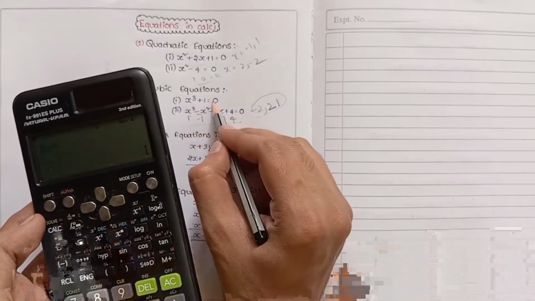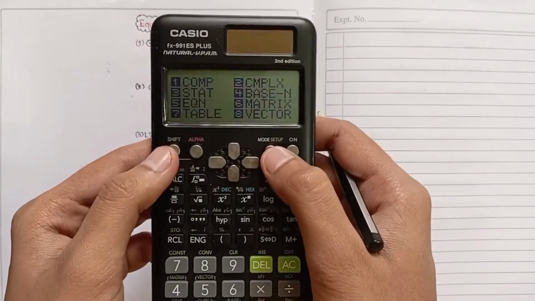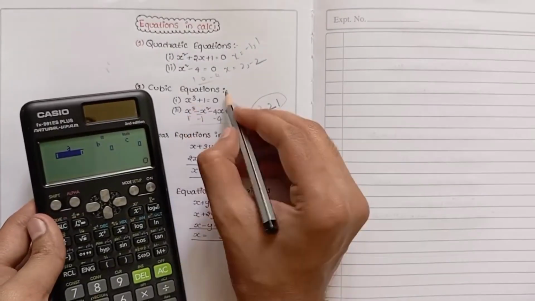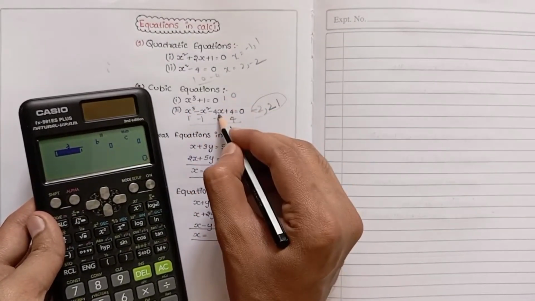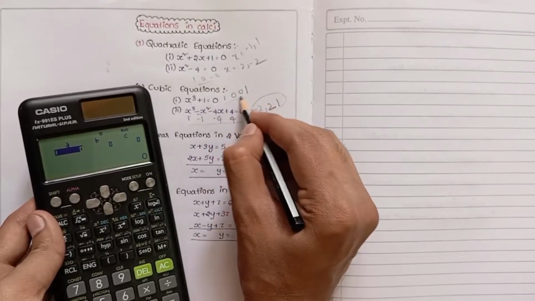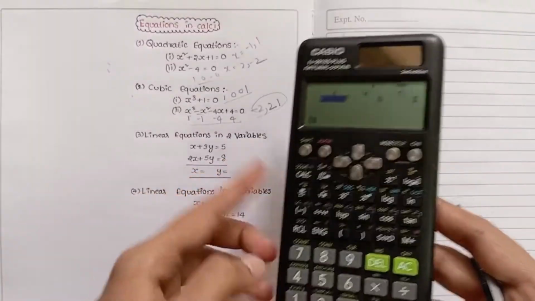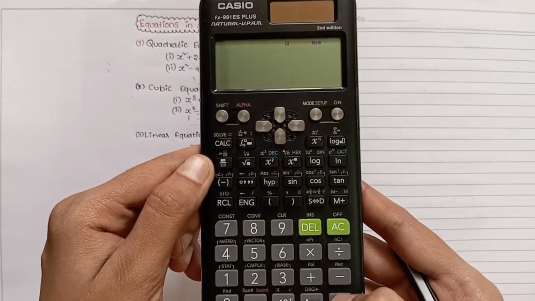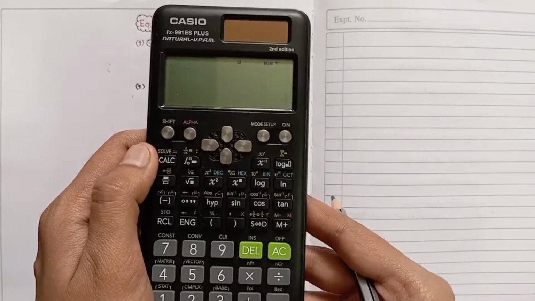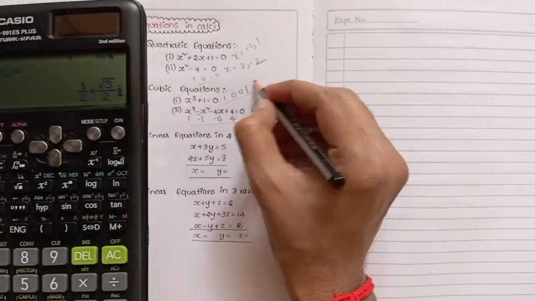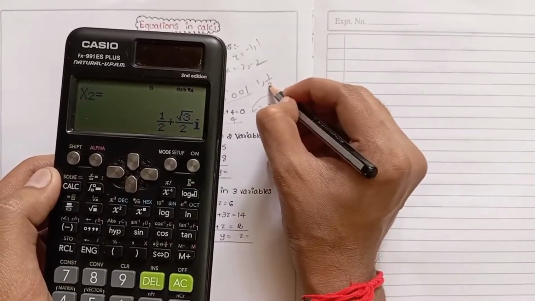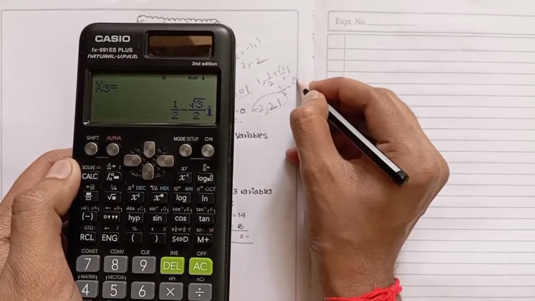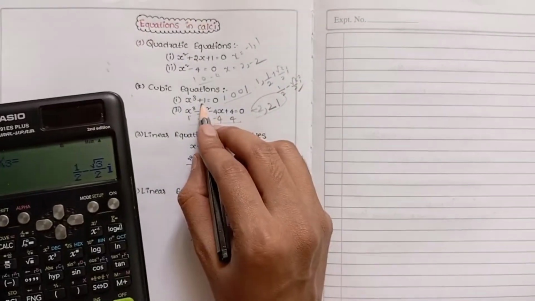Now we will solve x cube plus 1. Again mode, equation, 4. What are the coefficients? The x cube coefficient is 1, x square is not there so 0, x is also not there so 0, and the constant is 1. So we give these 4 inputs: 1, 0, 0, 1. The roots are -1, 1 by 2 plus root 3 by 2 i, and 1 by 2 minus root 3 by 2 i. These are the 3 roots of the cubic equation.